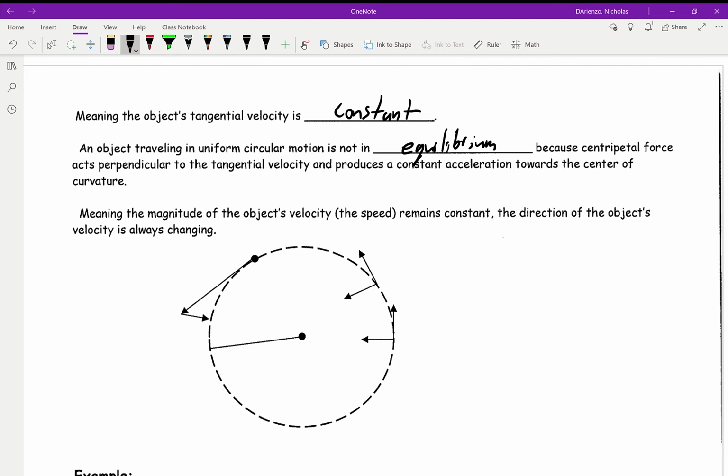Meaning our speed remains constant, but the velocity is actually always changing. If we think about this here, this would be our centripetal force, our velocity magnitude. If we look at the length of this line and the length of this line, they're going to stay the same. But what changes is the direction. And since velocity is a vector quantity and has both magnitude and direction, if the direction changes, the velocity changes.